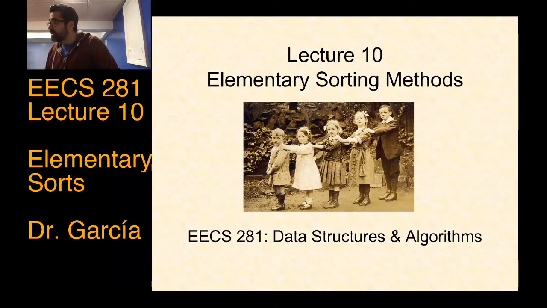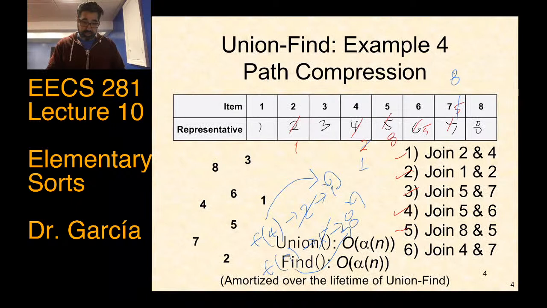Why doesn't the 7 rep become 5? Why doesn't the 7 rep become 1? It does not, because its actual rep is 8, right? If I did a find on 7, that would have given me 5, and then if I did a find on 5, it will give me 8. Okay.